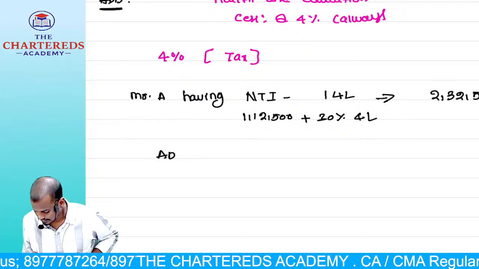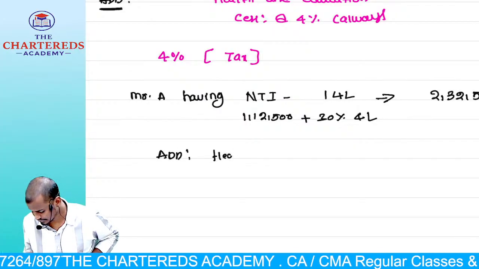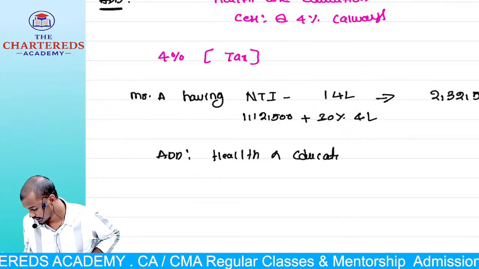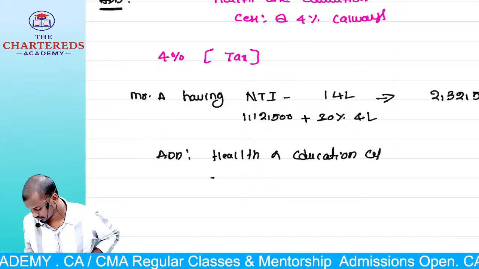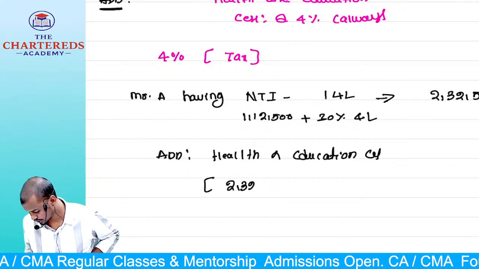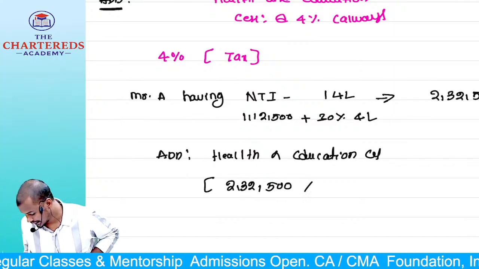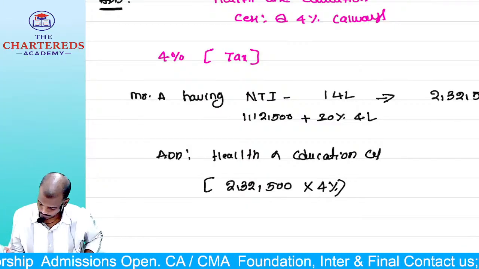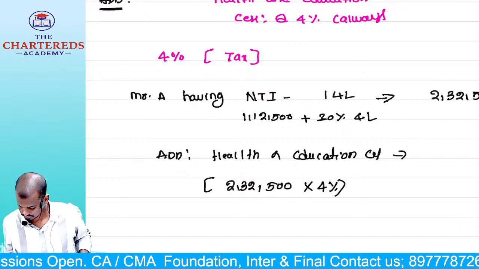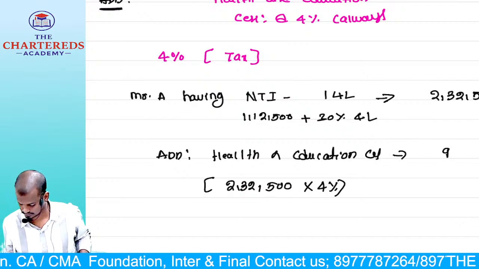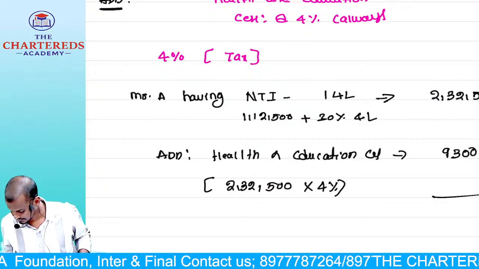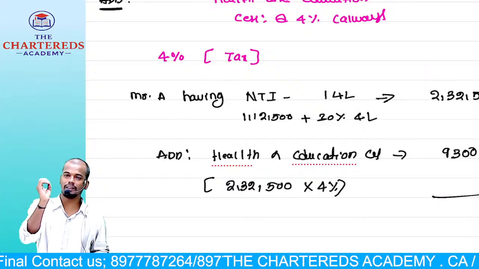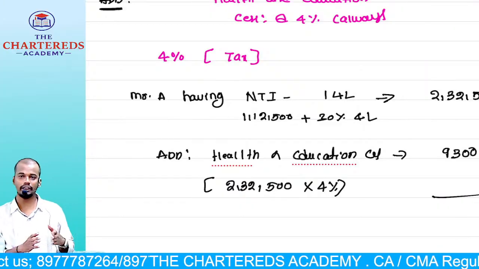Sir, next add health and education cess. 2,32,500 multiplied by 4%. What is the amount here? 9,300. Any doubt on this point? This is the way to compute the health and education cess. This is always applied on the tax amount.